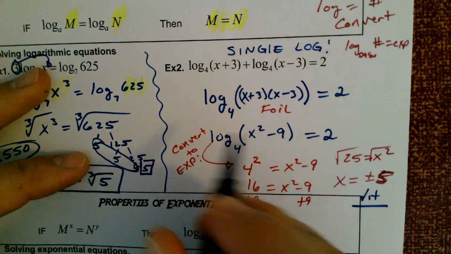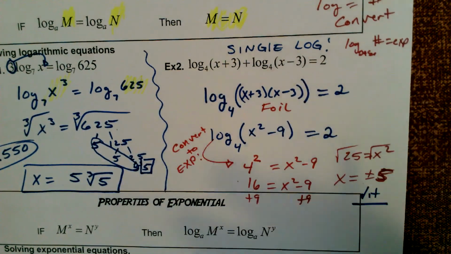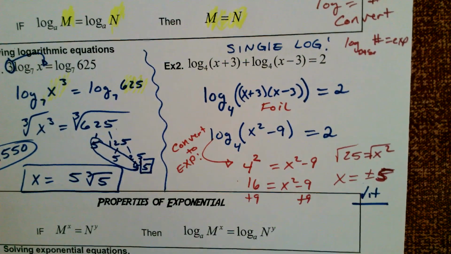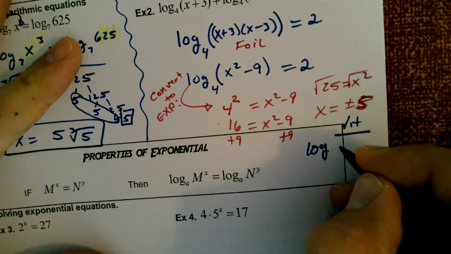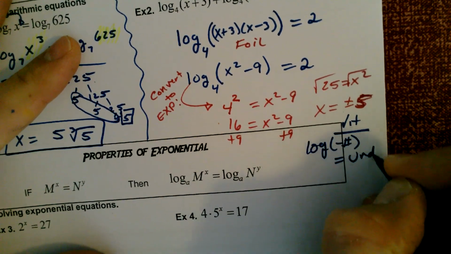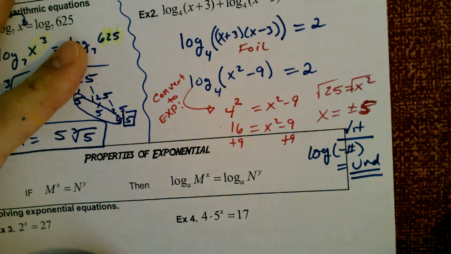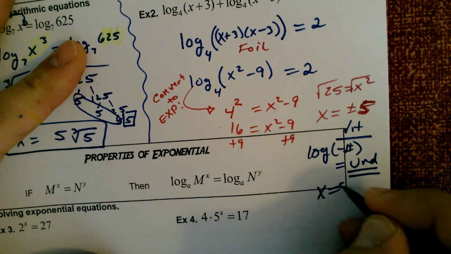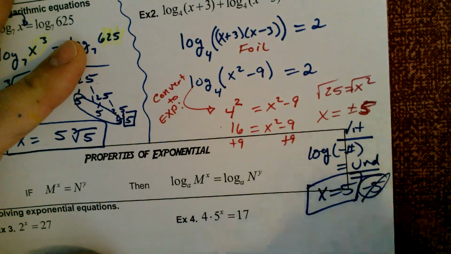So if I do negative 5 here, negative 5 plus 3 is negative 2, and the log of negative 2, no matter what the base is, is undefined. So maybe make note of that: log of a negative number is undefined. So x equals 5 works, but negative 5 does not work. The only answer you have there is 5.